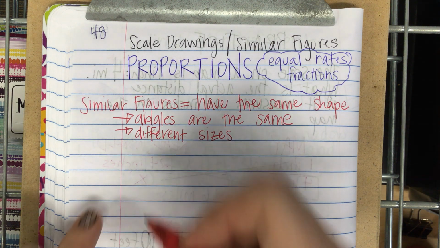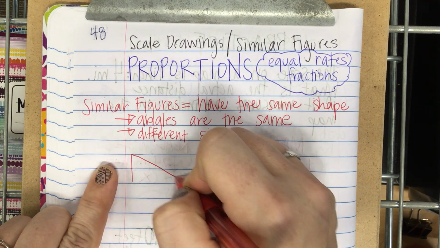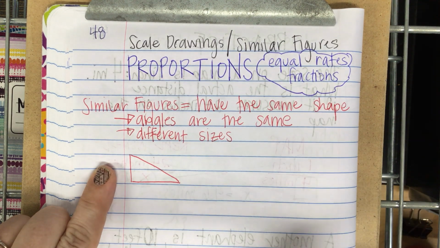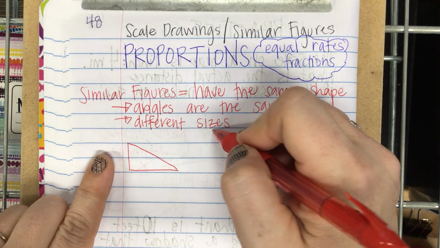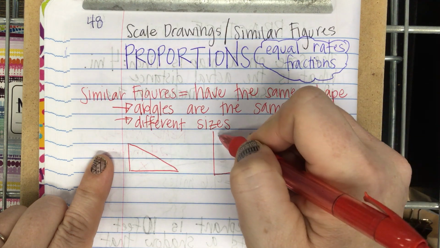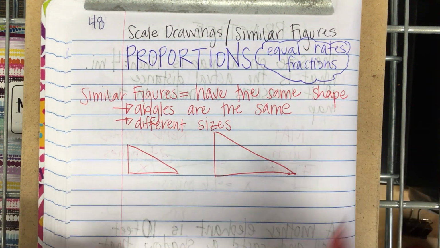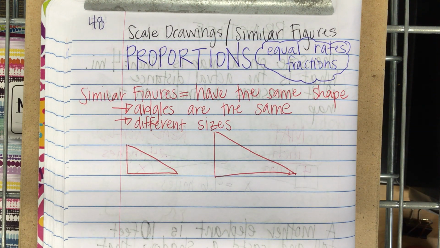For example, this triangle, now it's not going to be perfect because I'm not a robot, and this triangle are similar because they're both the same type of triangle. They're both right triangles. They're both right scalene triangles. Just one is smaller and one is larger. These are similar.